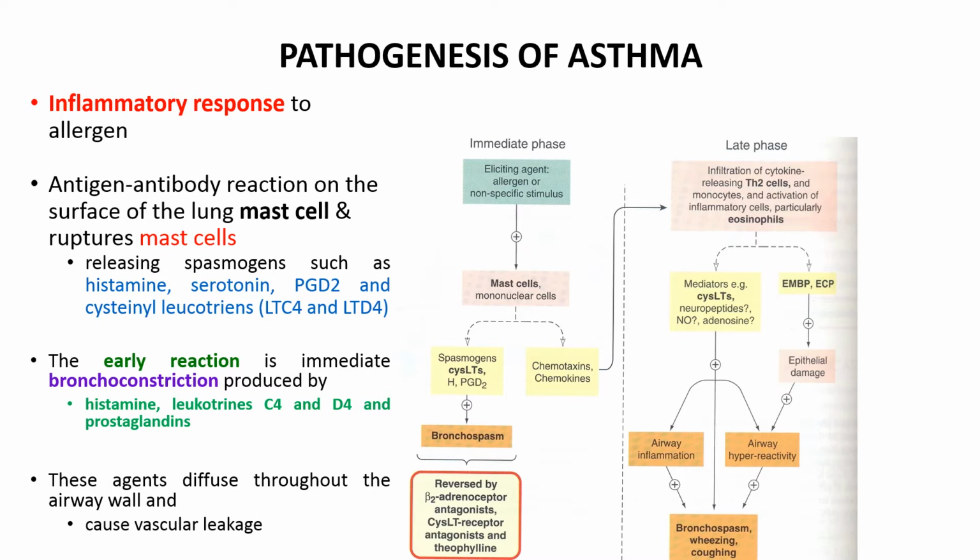The antigen antibody reaction on the surface of the lung mast cell ultimately leads to rupture of the mast cell, and this rupture of mast cell releases various mediators such as histamine, serotonin, prostaglandins, prostaglandin D2, and then leukotrienes such as leukotriene C4 and D4. And due to this early reaction, because of the release of these mediators, bronchoconstriction happens.